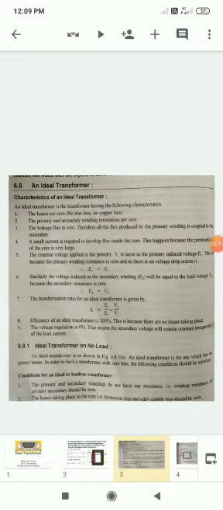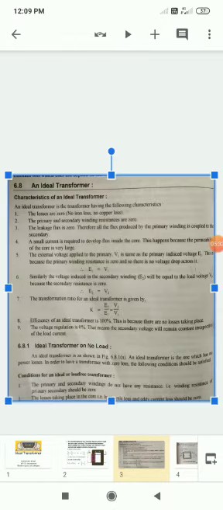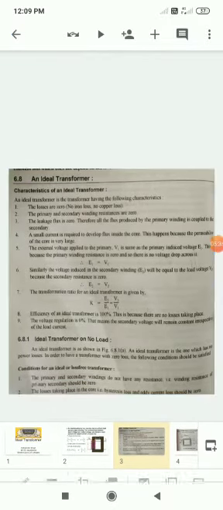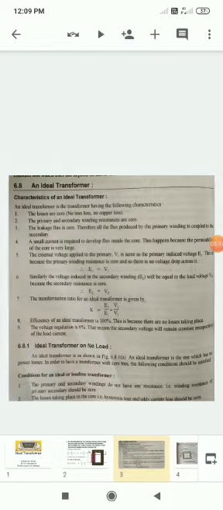Leakage flux means the mutual inductance flux produced due to Faraday's law of electromagnetic induction, that is also equal to zero. But students, in practical life this is not possible, which we will discuss in our next slide. If the mutual flux is zero, it means whatever flux is produced in the primary winding is totally coupled with the secondary winding.